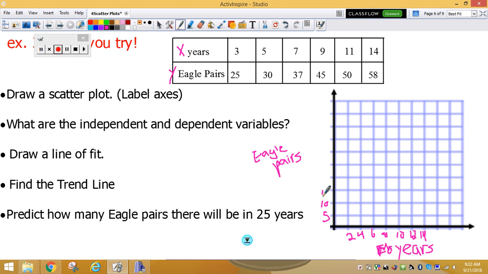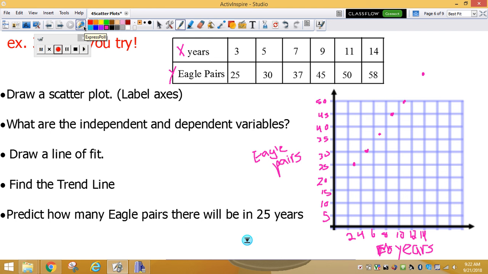5, 10, 15, 20, 25, 30, 35, 40, 45, 50. We're going to plot these points. So (3, 25) would be here. (5, 30) would be here. (7, 37) would be right about here. (9, 45) is going to be here. (11, 50) is here. And (14, 58) would be up here somewhere. Okay.